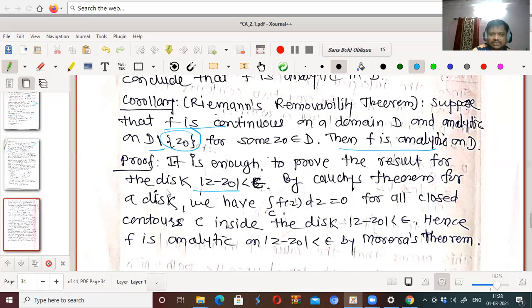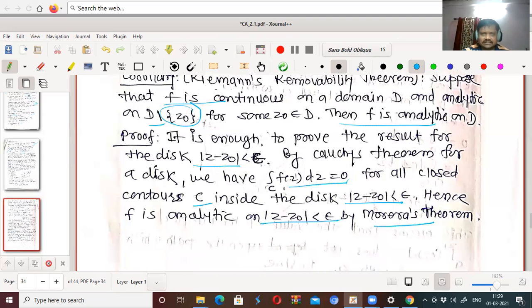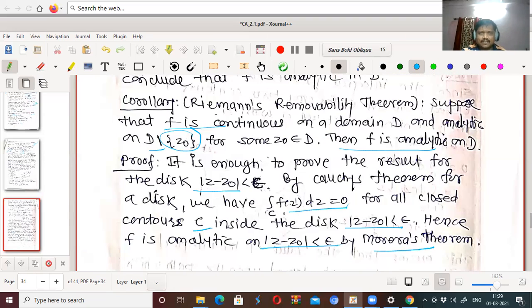By Cauchy's theorem for a disk, we have the integral over C of f(z) dz equal to 0 for all closed contours C inside the disk |z − z0| < ε. Apart from z equal to z0, since it is analytic everywhere, its integral should be equal to 0. Hence f is analytic on |z − z0| < ε by Morera's theorem, and hence it is analytic there. So this is Riemann's removability theorem.